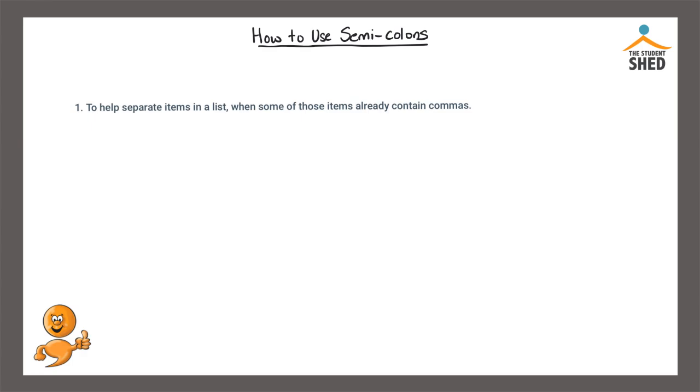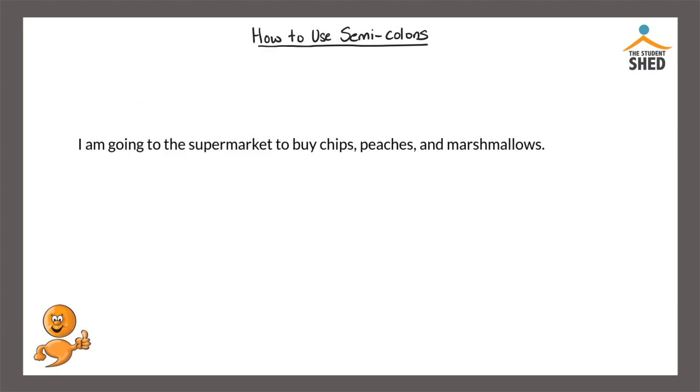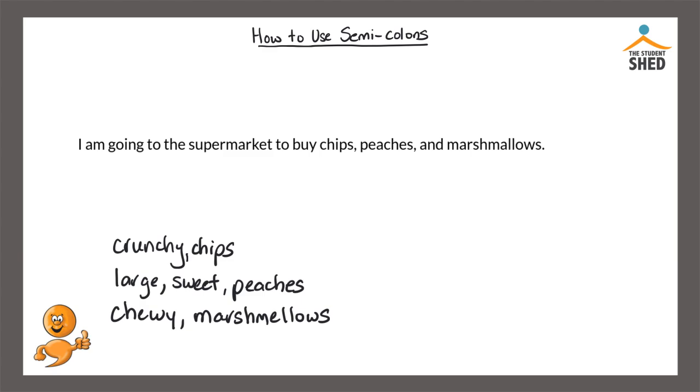Suppose you wanted to go to the supermarket to buy chips, peaches, and marshmallows. In a sentence, you would write, I am going to the supermarket to buy chips, peaches, and marshmallows. Now, suppose that the three items you bought are described in phrases that already contain some commas. For example, crunchy chips, large, sweet peaches, chewy marshmallows.